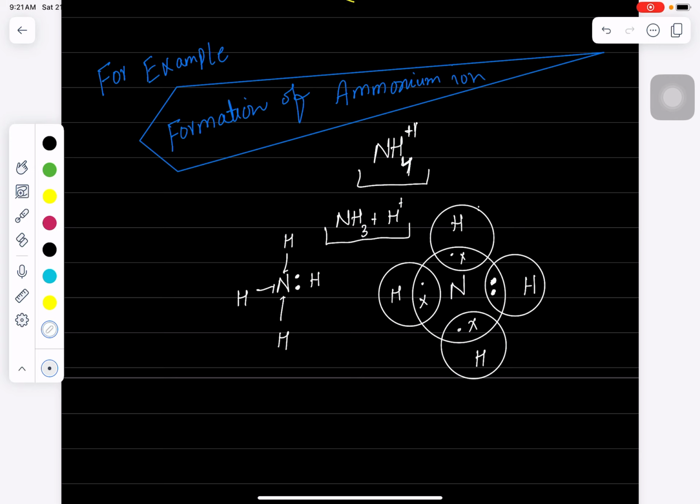This is the dot and cross diagram for the ammonium ion. And one most important thing: we have to place an arrow from donor to acceptor, meaning these electrons are shared from this to this. So we have to place an arrow in the structural diagram, not in the dot and cross diagram.